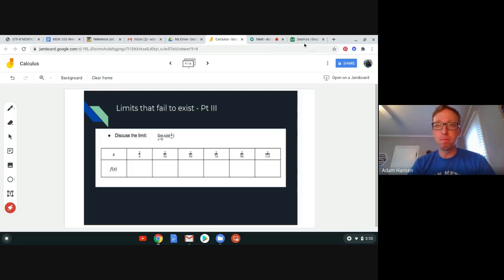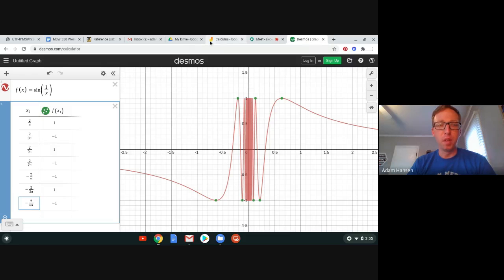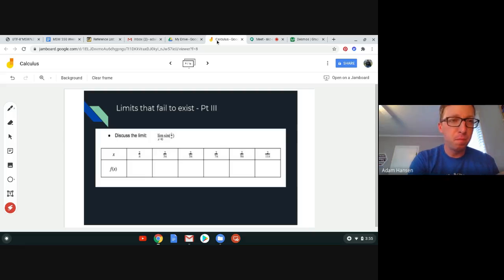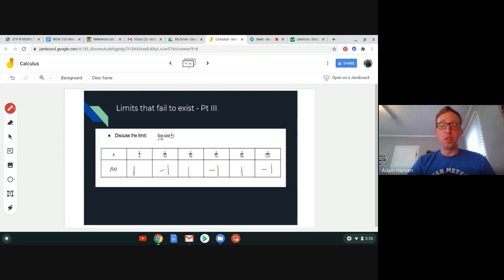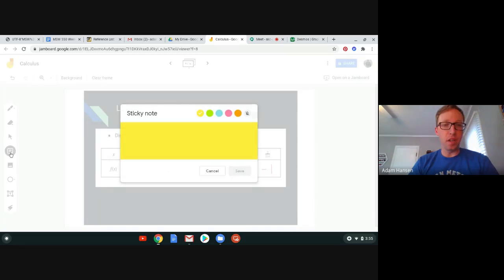At 2 over pi, we had positive 1. At 2 over 3 pi, we had negative 1. And it just kept bouncing back and forth. As I got closer and closer to 0, sometimes I was approaching 1 and sometimes negative 1. So that's not the same number from the left and the right, and therefore the limit does not exist. The limit does not exist because the function oscillates between 1 and negative 1.